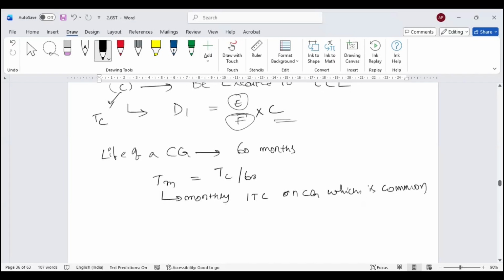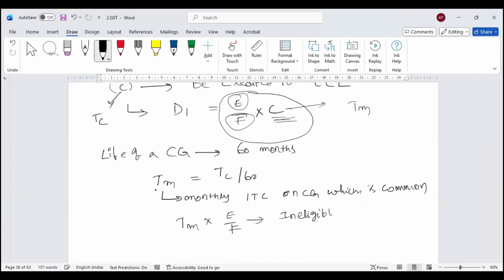So every month when you do this formula, this exempt turnover divided by taxable turnover into common credit, this TC is nothing but that TM. Every month what I get now, I need to do this every month, TM into E divided by F. This is your ineligible credit for a tax period. This is reversal with interest.